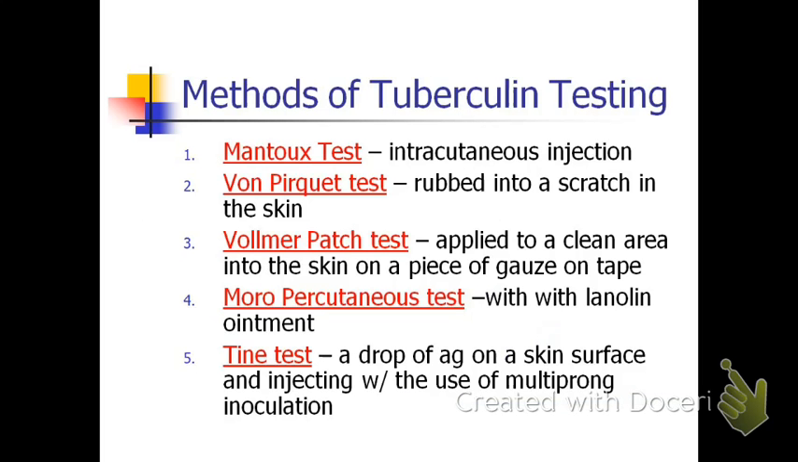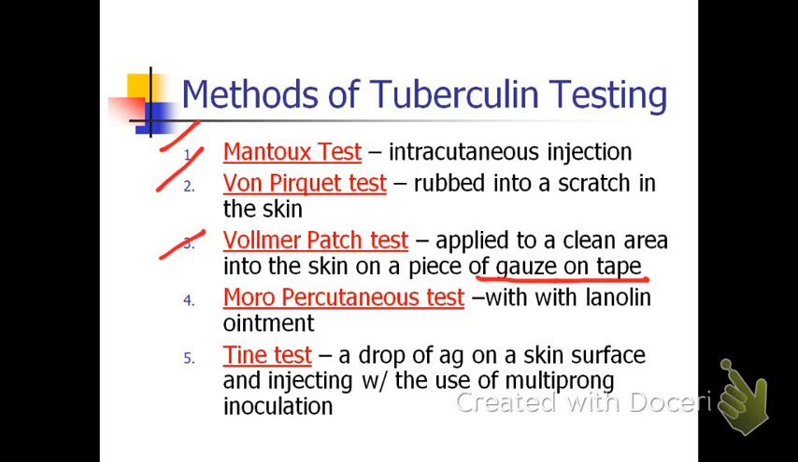There are different ways of doing the tuberculin testing. You can use a tuberculin syringe and inject it into the skin of the patient. This is known as the Mantoux test. Or we could rub the PPD into the skin, which we call the Von Pirquet test. Or we could use a gauze or a tape and apply it on the skin by means of a patch, so that's why it's called the Vollmer patch test.